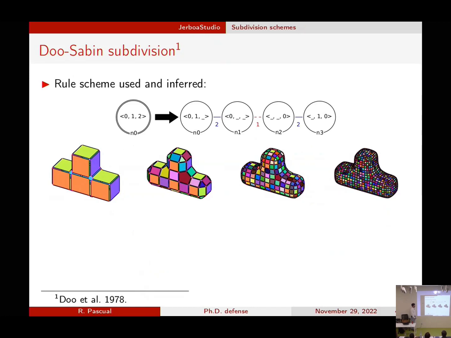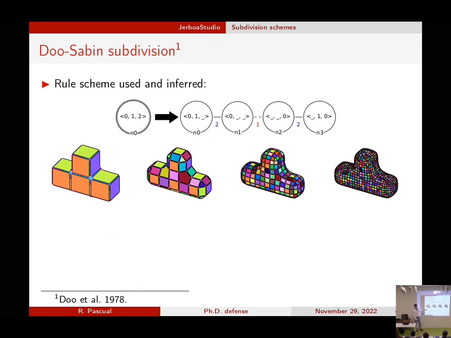And other types of examples that we studied are subdivision schemes that can be applied recursively on an object to obtain more details. Here's the Doo-Sabin subdivision. This is an object. This is the application of the first iteration. We can use them to infer a rule here. Then we apply it again to obtain the second and the third iterations.